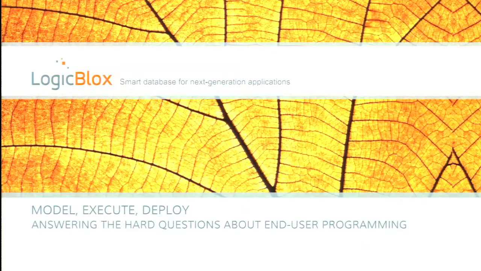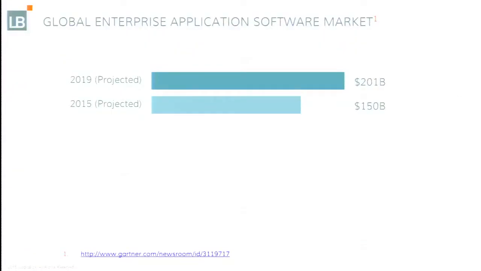Before we get into the details of that, I want to just set the context for the size of the problem we're interested in. At LogicBlox, the kind of user that we're interested in are the enterprise users, users who use business software to solve problems at work. And globally, we're spending $150 billion on enterprise software this year. That's according to Gartner, which is a leading analyst firm. This number is expected to grow to $201 billion.